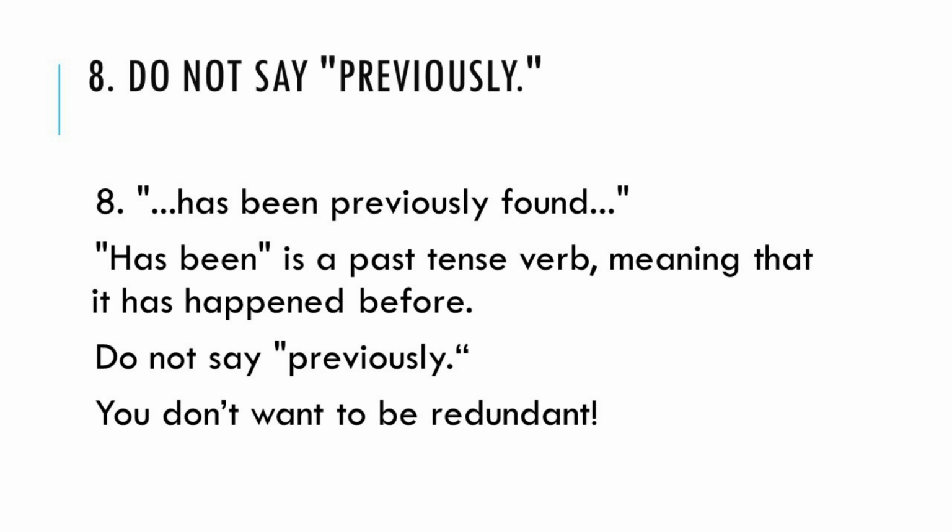All right. So, has been previously stated, or has been previously found, sorry. So has been is a past tense verb, meaning that this has happened before. So we do not need to say has been and previously. I would say pick one, but I think just saying has been is probably enough. We can avoid the term previously. So again, we do not want to be redundant.